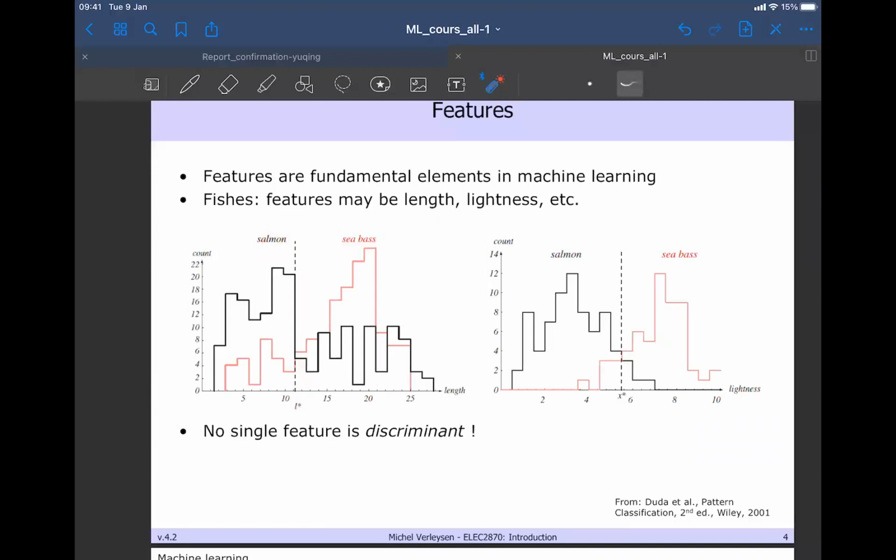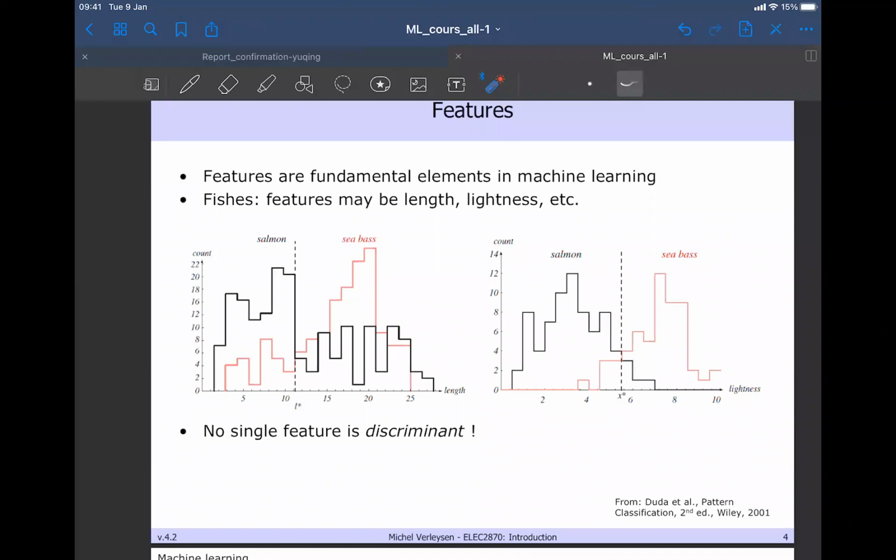I can then do the same with the lightness. So I could look at how light the skin is. So if it's dark or light, I see that if it's quite dark, I could have a salmon, and if it's light, I could have a sea bass. Why? Because from the data, I see that most of them have a more lighter skin. But of course, this is not perfect.